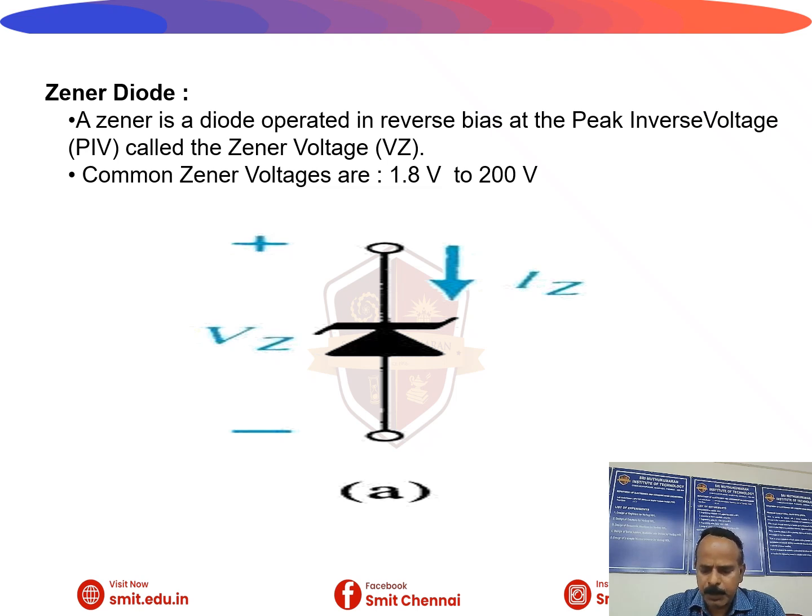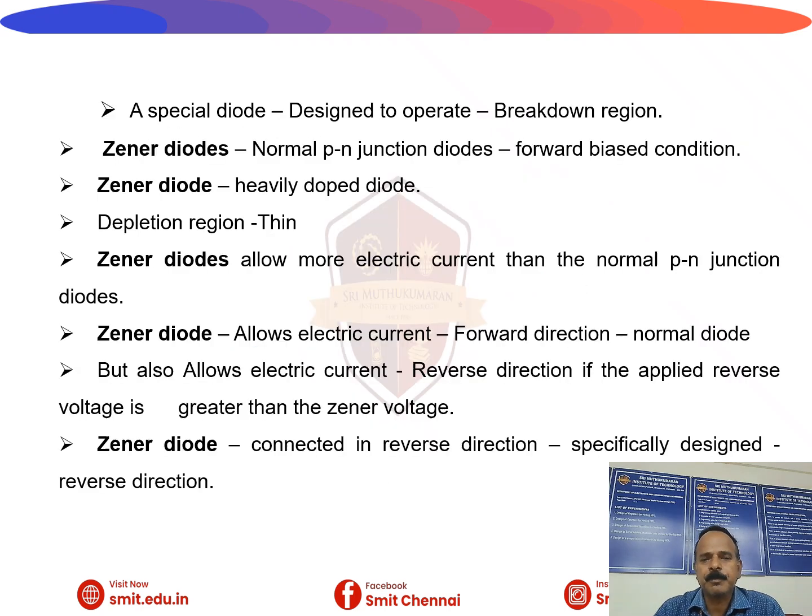When the applied reverse voltage reaches a particular value known as the Zener voltage, that is denoted by the notation VZ. This voltage is also called the breakdown voltage or peak inverse voltage in the Zener application. The common Zener voltage values range from approximately 1.8 volts to 200 volts. Zener diodes are widely used for voltage regulation purposes and protection circuits. Zener diode as a regulator is a famous one.